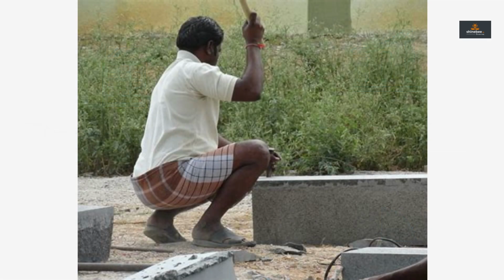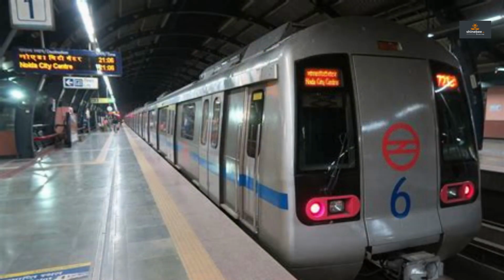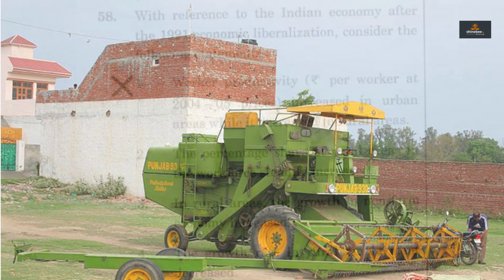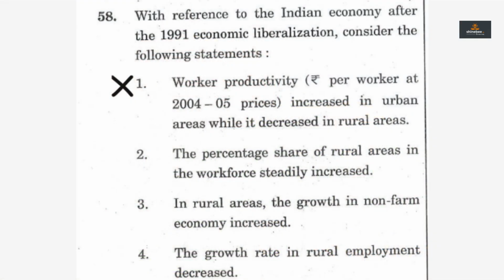For example, manually cutting a stone may take several hours, but with use of mechanized stone cutter, it can be done in minutes. After 1991 economic reform, there has been increased adoption of latest technologies in urban areas. But rural areas have also seen increased mechanization, for example, use of harvesters, seeders, use of tractors, etc. Therefore, worker productivity has also increased in rural areas. Therefore, statement 1 is incorrect.